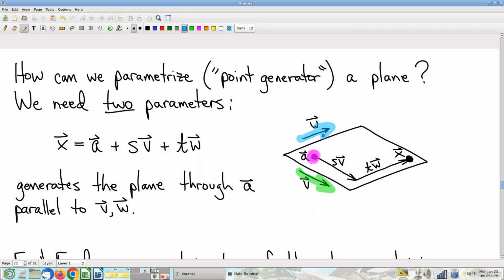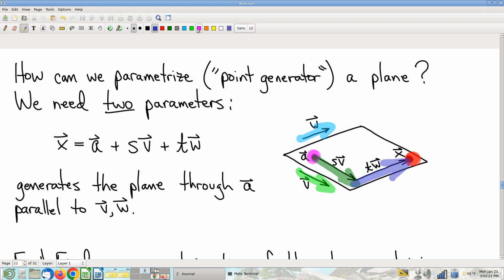Okay. How will I generate arbitrary points like x here in the plane? That could be anywhere else in the plane. And the big idea is this. Scalar multiples of v, because v is parallel to the plane, these scalar multiples are also parallel to the plane. Scalar multiples of w, again, also parallel to the plane.